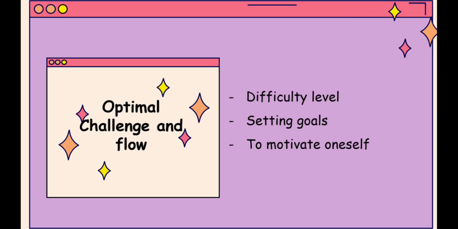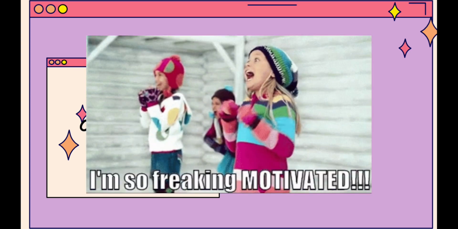There are four main conditions that develop the sense of competence. The first one is optimal challenge and flow. The challenge shouldn't be too hard or too easy to accomplish so that it would not affect the flow of motivation.